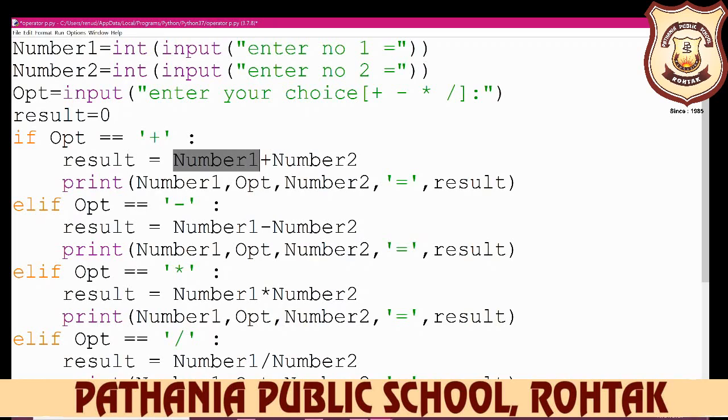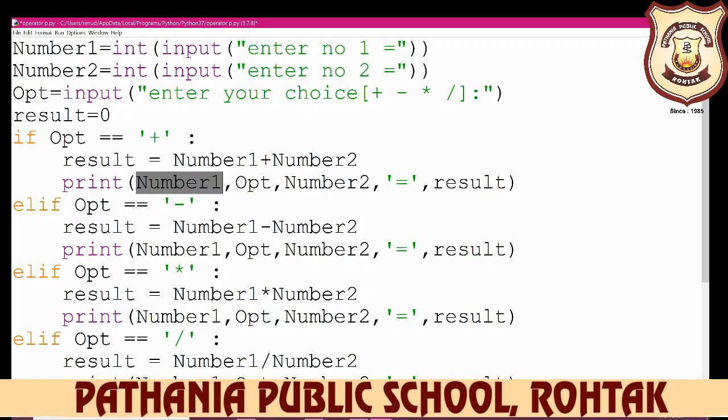Why do we write down number 1? Because the user inputs the value in number 1, and after that plus number 2, because the user entered the number 2 in the number 2 variable. Okay, after that print, what do we print? We write down number 1. So here the number 1 input by the user will be displayed. After that write down the comma.